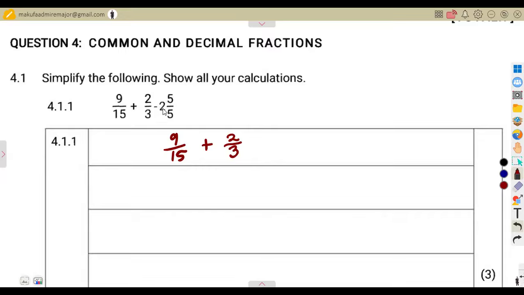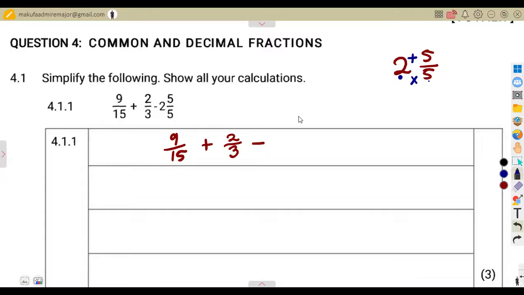This is minus 2 and 5 over 5, like this. So how do you simplify this? You write it as an improper fraction. You multiply this, you add the numerator. So 5 times 2. What is 5 times 2? That is 10. 5 times 2, 10 plus 5, which is 15. So you multiply, then you add.